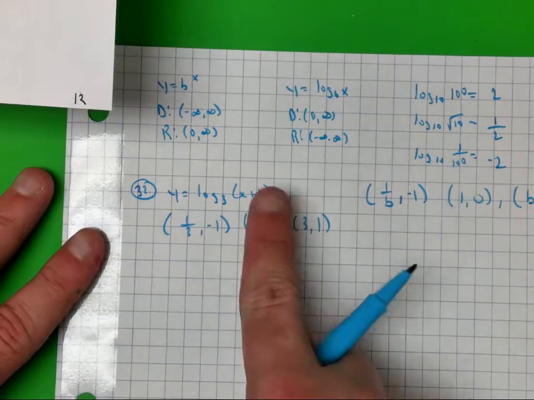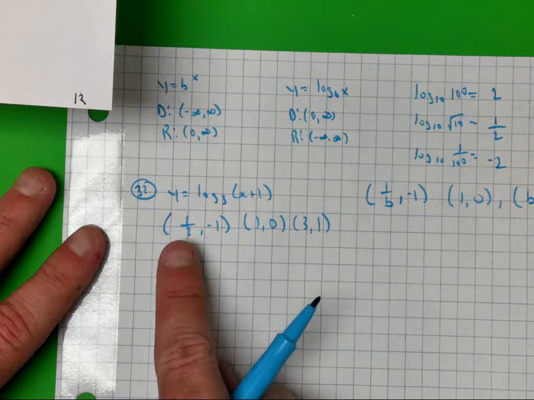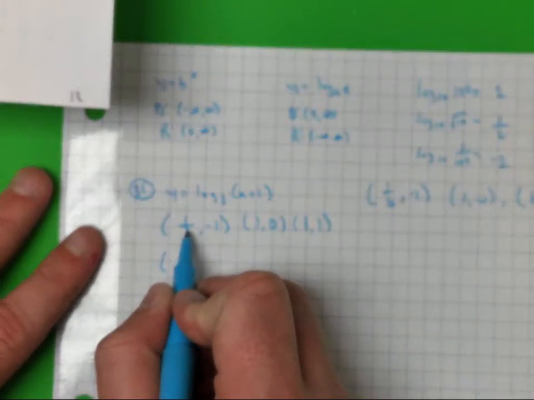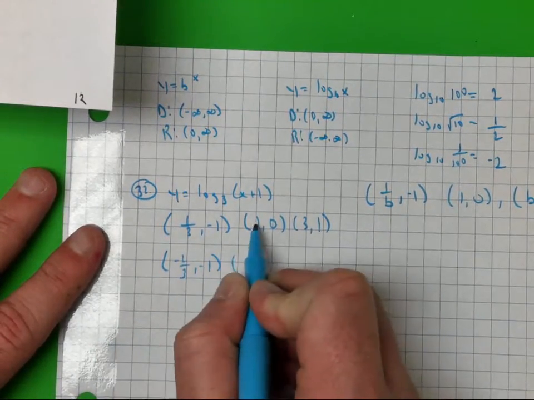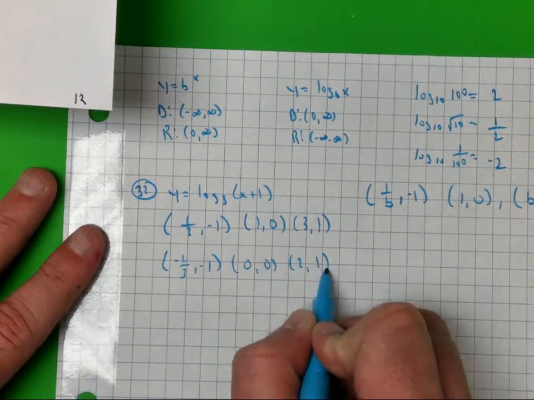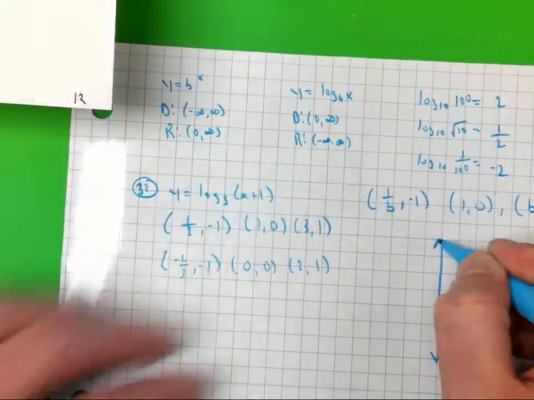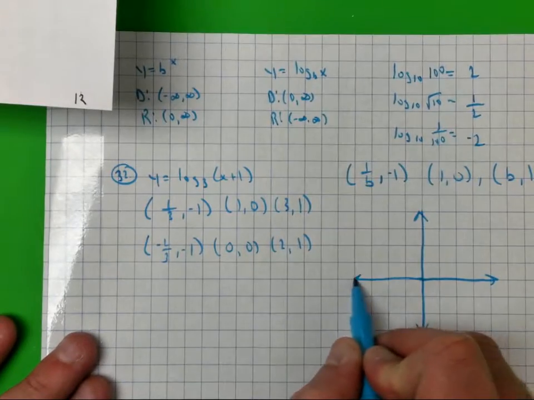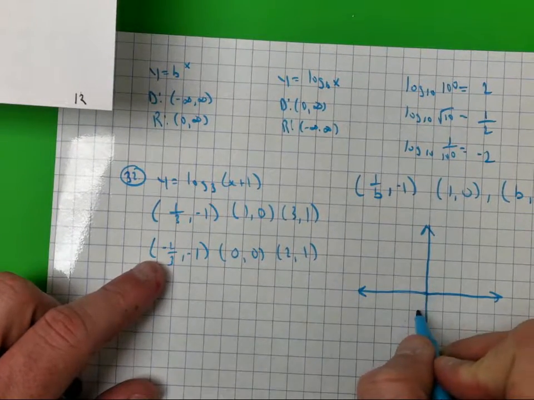Now this affects your x because it's on the inside, so I'll move it left 1. That means add negative 1 to each of these x-values. So 1/3 plus negative 1 will be negative 2/3. 1 plus negative 1 is 0. 3 plus negative 1 is 2, 1. Now I would graph that. Negative 2/3.